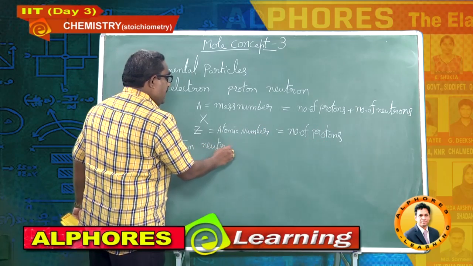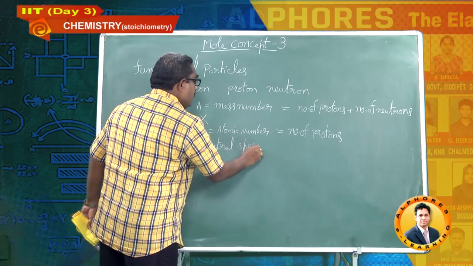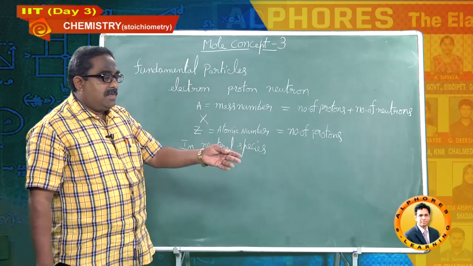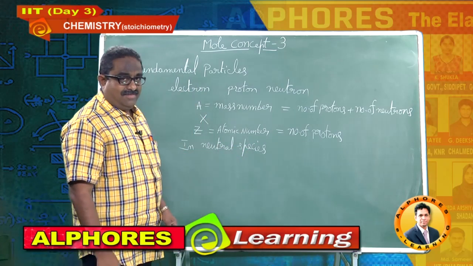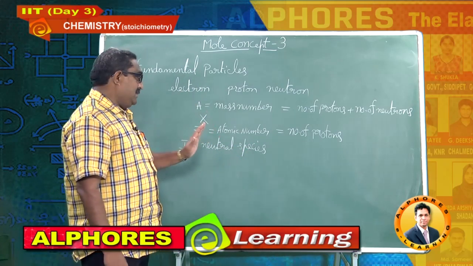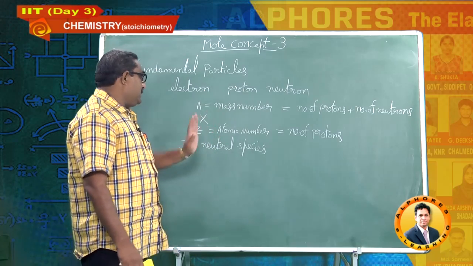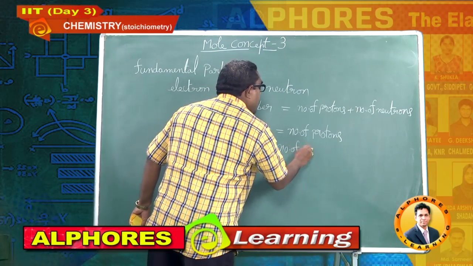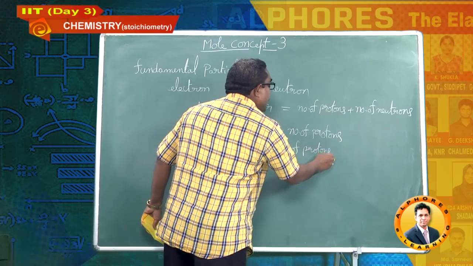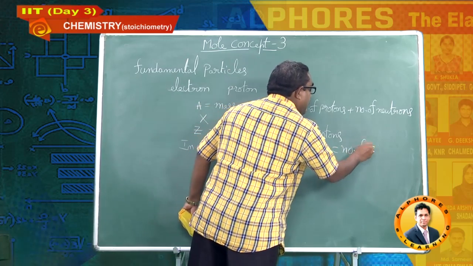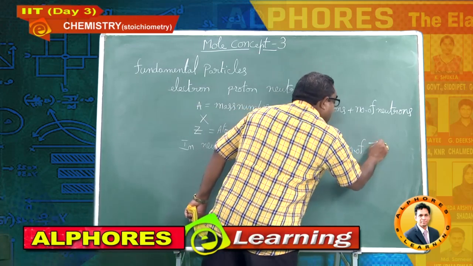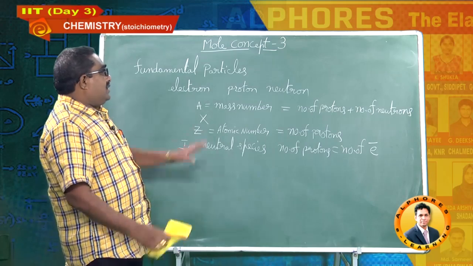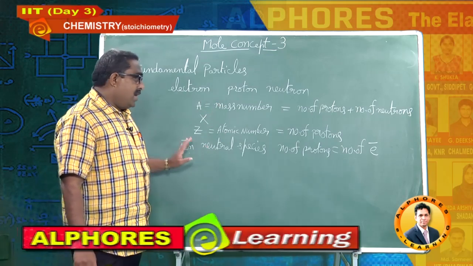In neutral species, I am writing species students. Neutral species means that may be an atom or molecule. So, there should be no charge, only charge is zero. Those particles are called neutral species. The number of protons should be equal to the number of electrons.